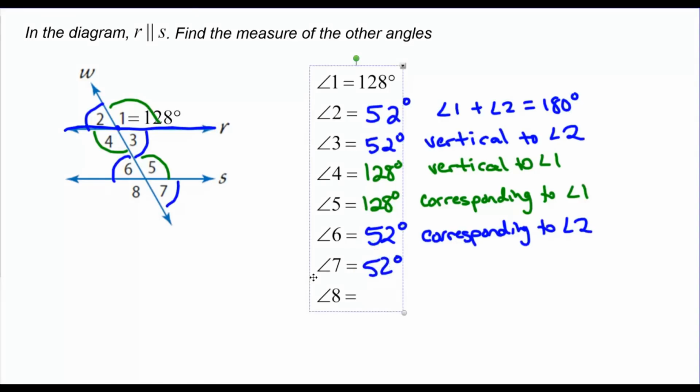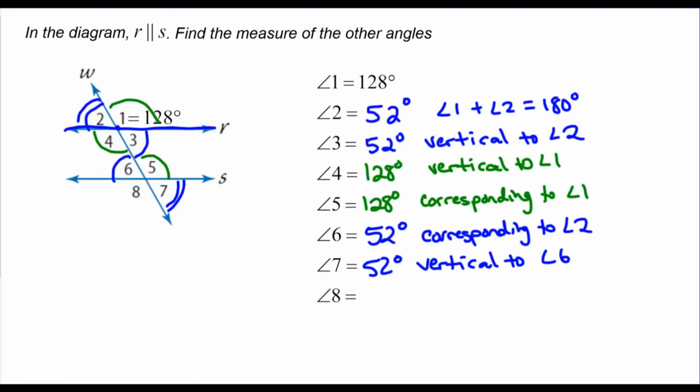And how do we know angle 7 is going to be 52 degrees? Again, a lot of ways we can prove that. It is vertical to angle 6. Angle 7 and angle 6 are across the vertex from each other. It's also corresponding with angle 3. They're in the same position, but on different parallel lines. It's also an alternate exterior angle to angle 2. So it's going to be 52 degrees. All 3 ways prove that it is 52 degrees.